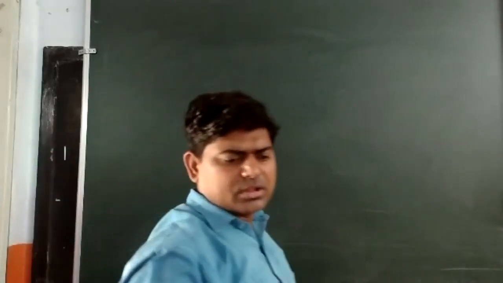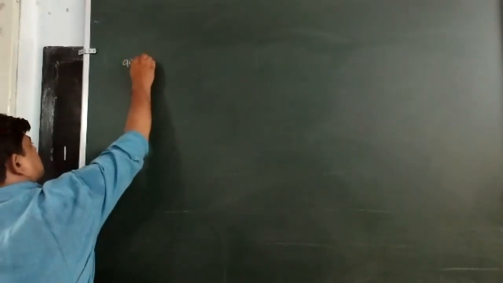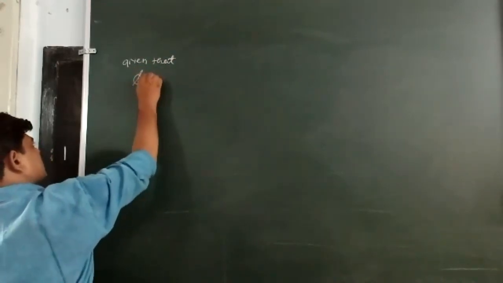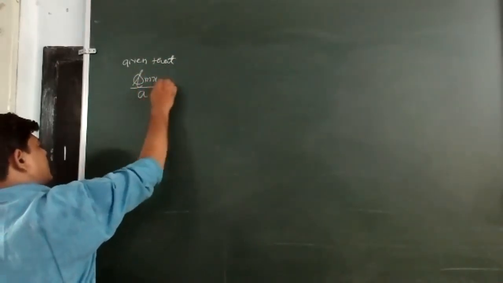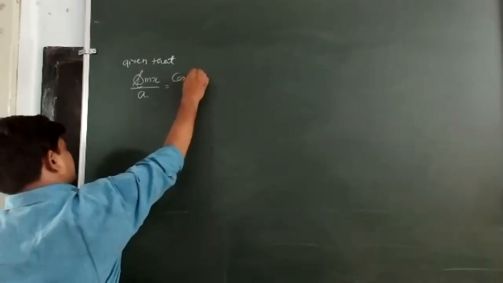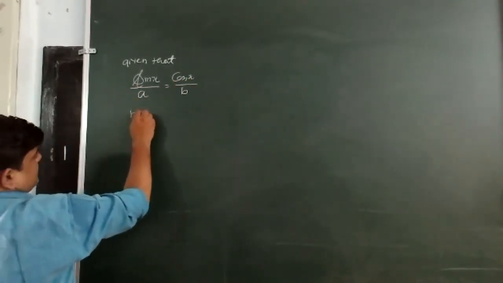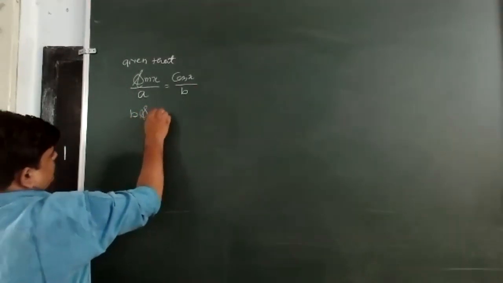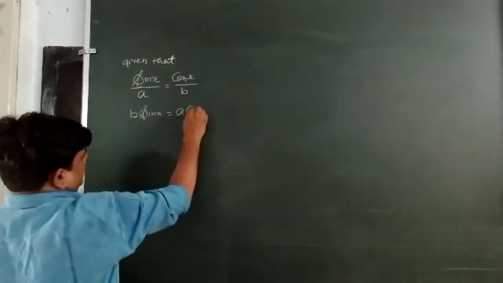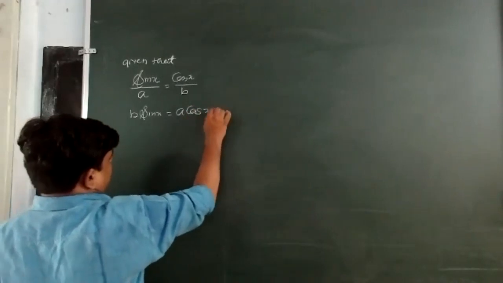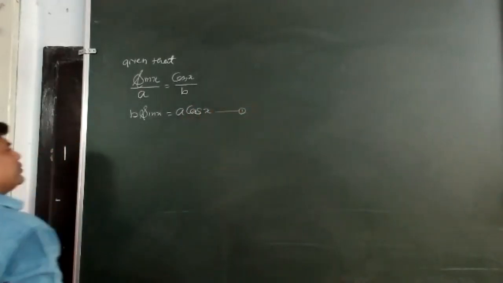In the question, in the starting only, it is given that sin x upon a is equal to cos x upon b. When I do cross multiplication, I can write b sin x is equal to a cos x. And now I am moving to our question.